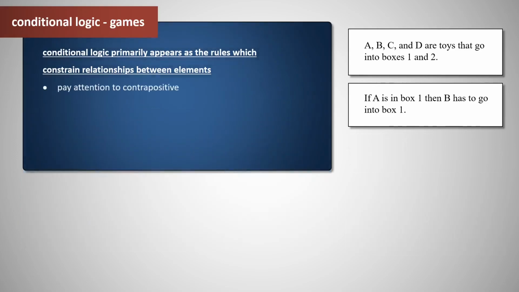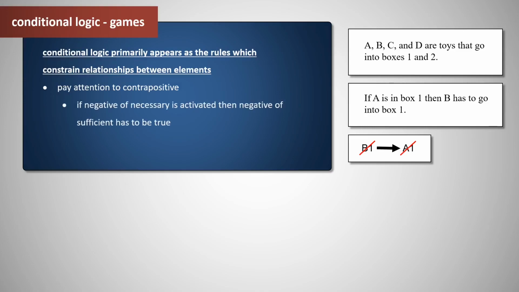And also you want to pay attention to the contrapositive. So the contrapositive here is if B is not in 1, then A is not in 1. Remember, the contrapositive is just flip and negate. The logic, once again, is if you don't have the necessary condition, there's no way you could have had the sufficient, because the sufficient leads automatically to the necessary. So you just flip and negate. And we've got a rule here that says if B is not in 1, then A is not in 1. And if the negative of the necessary is activated, then the negative of the sufficient has to be true.